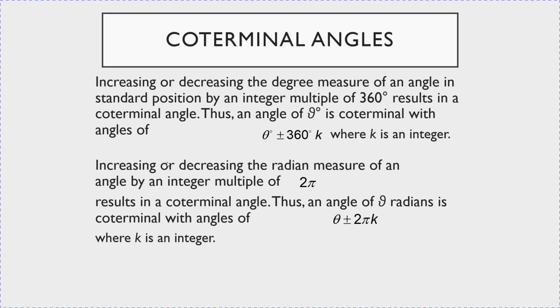So increasing or decreasing the radian measure of an angle by an integer multiple of 2 pi results in a coterminal angle. Thus the angle of theta radians is coterminal with an angle of theta plus 2 pi k radians, where k is an integer. All right, I'm just going to show you some examples of how you find coterminals here.